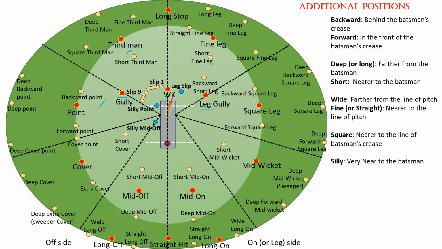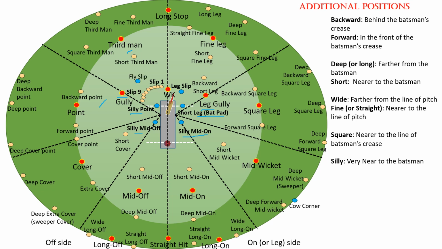We have two more important positions. One is the silly point position and the silly mid-off position. The silly position is generally called silly because it is too close to the batsman, but many a time when attacking bowling is happening, it is generally the position to get the catches, and therefore it is an important position. The other two important positions, the similar positions on the on side, are short leg, that is the bat pad position, and the silly mid-on position.